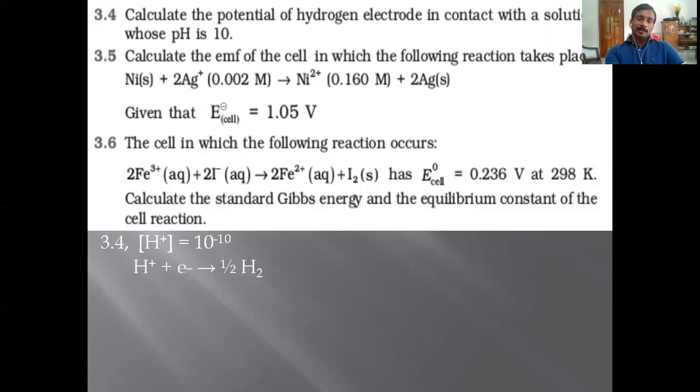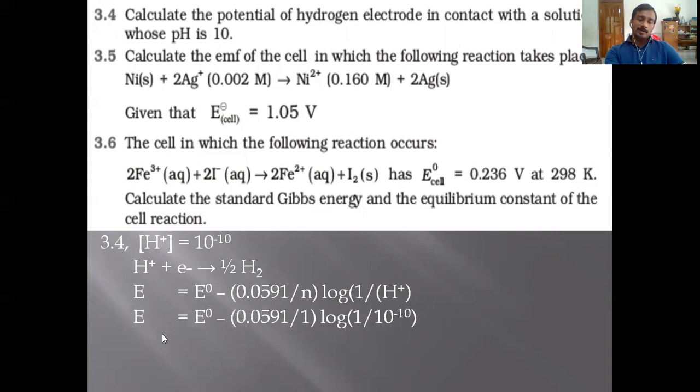Now you write the electrode reaction. H plus plus electron gives half H2. Now write the next equation. E of electrode is equal to E0 minus 0.0591 divided by N log 1 by H plus. Here N is equal to 1. 1 mole of electrons are involved. You can see it from this equation. Here, only 1 mole.